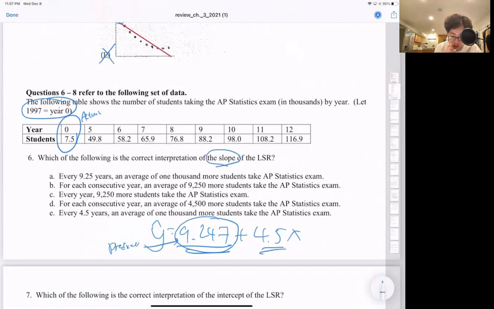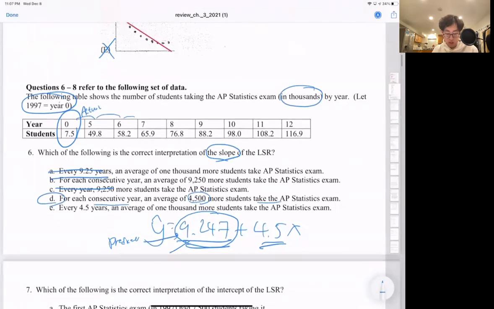So we're talking about the slope. The slope is 4.5. Just by knowing that, I can eliminate A, B, and C because they're all talking about the y-intercept. It has to be that for each consecutive year, an average of 4,500 students will take the AP stats exam. So as the year increases by 1, in thousands, the number of students will increase by 4,500. So yes, 6 should be D.